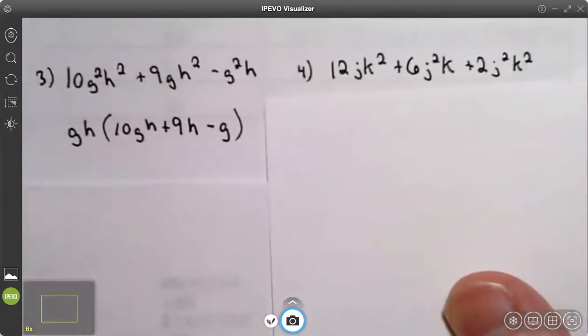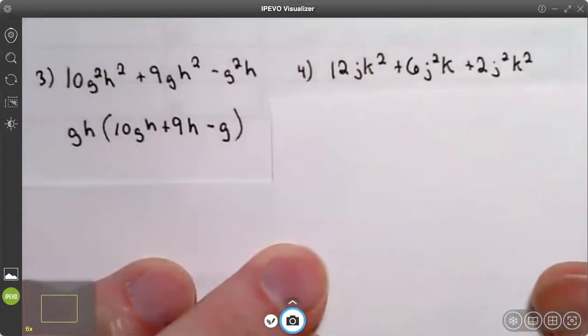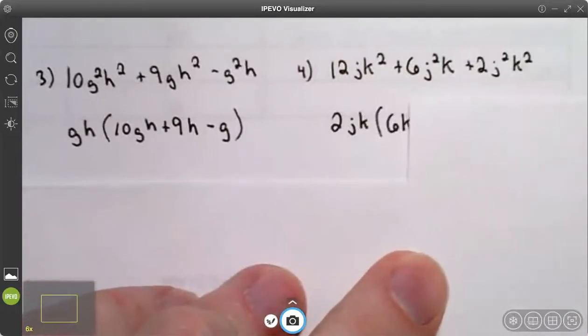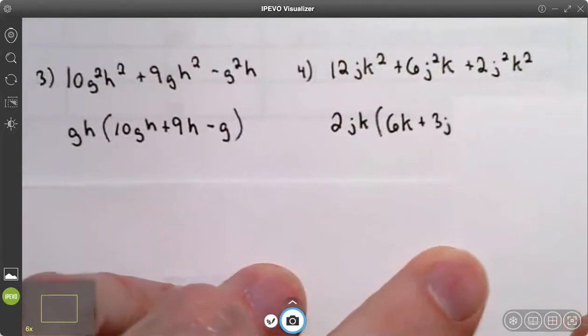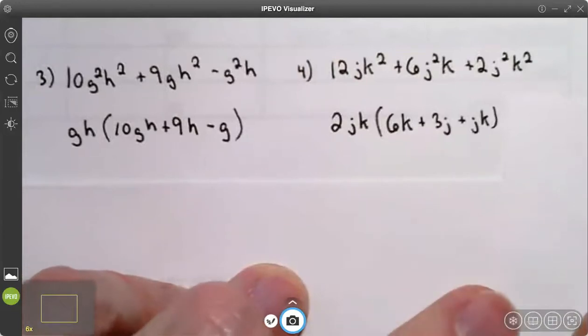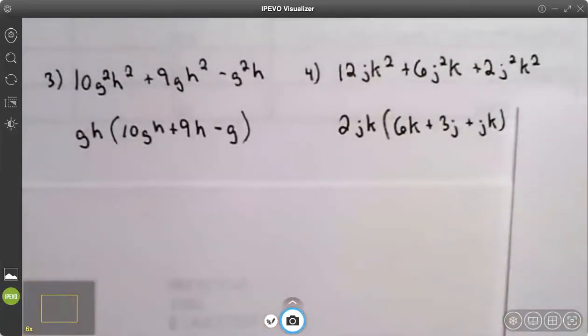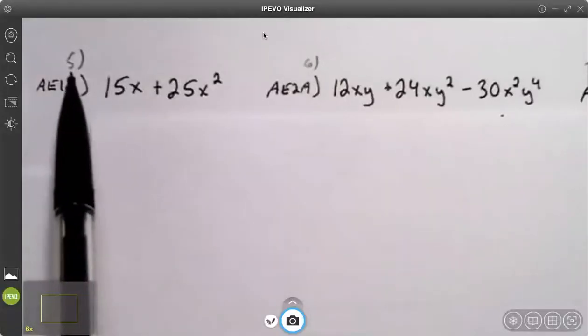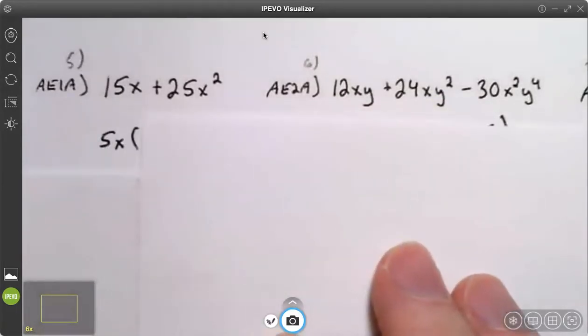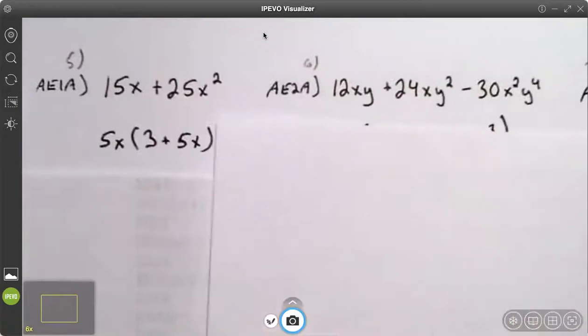Try number 4. Your greatest common factor is 2JK. That leaves you with 6K, 3J, and JK. Try number 5. Your greatest common factor on number 5 is 5x. That leaves you with 3 plus 5x.